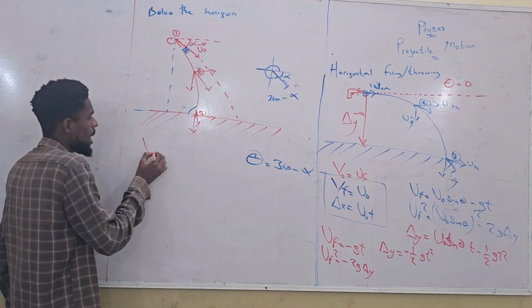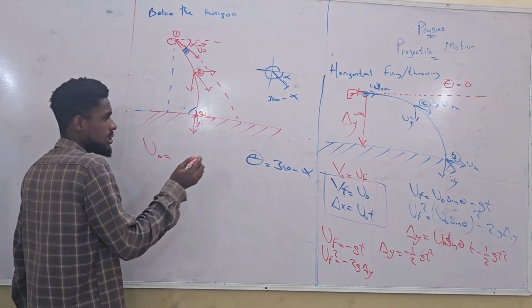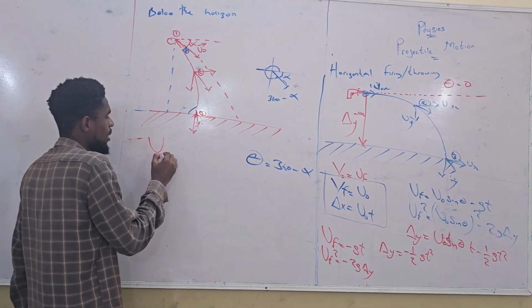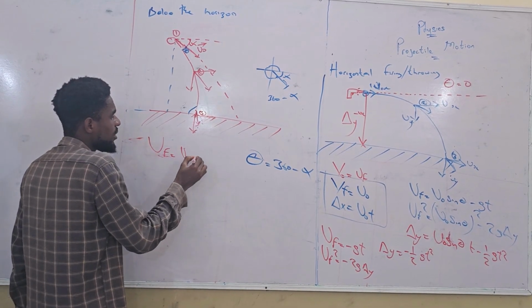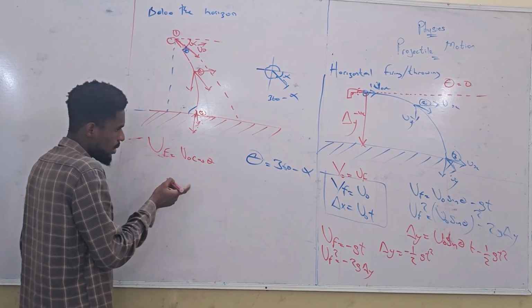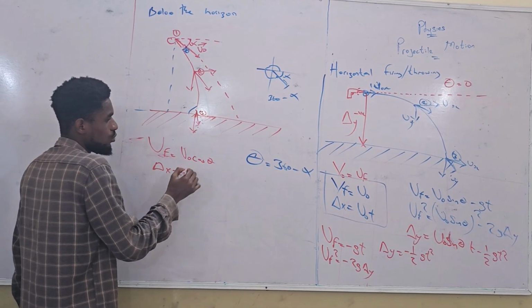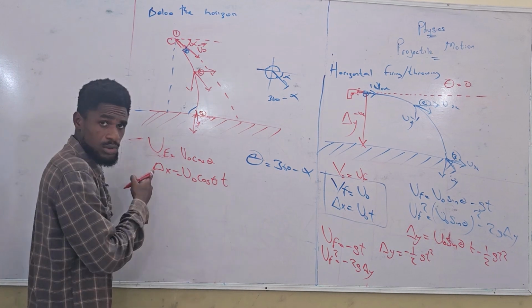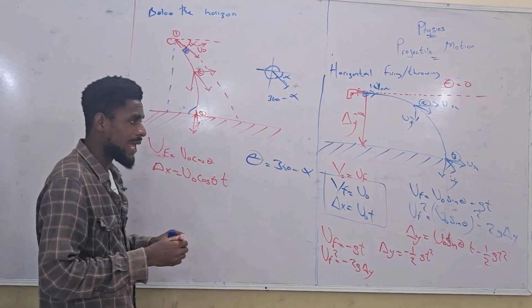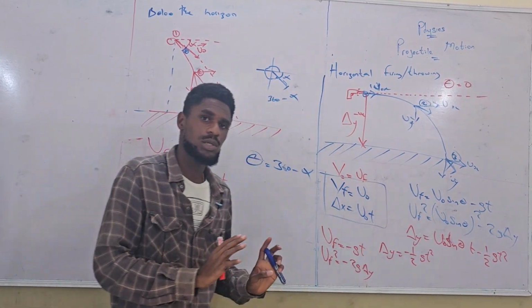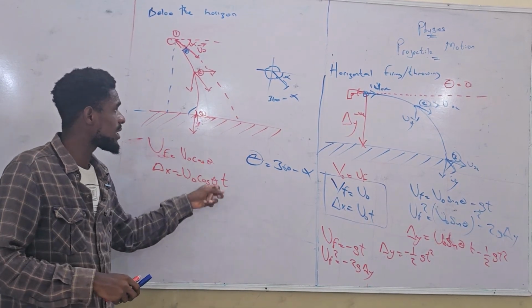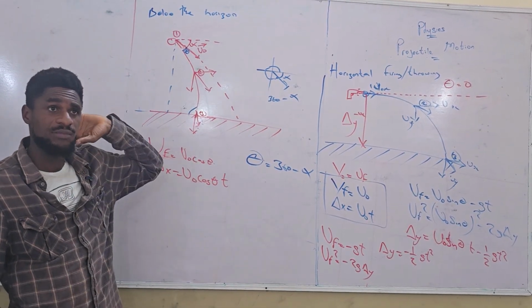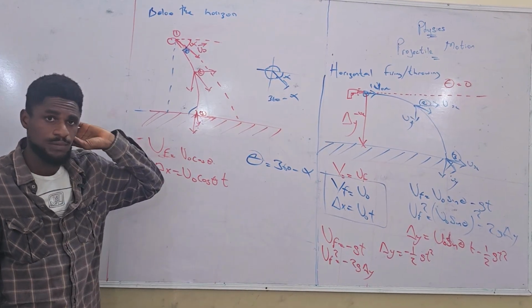So we can say our V final will simply be V naught cos theta, and then delta x will simply be V naught cos theta times t. So that's for the x-axis, and then for the y-axis, we're using our equations of motion. But remember, this should be theta, not alpha, that we're given originally in the question.